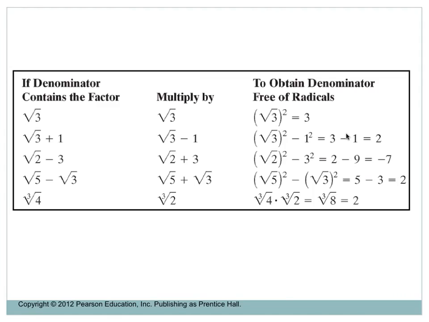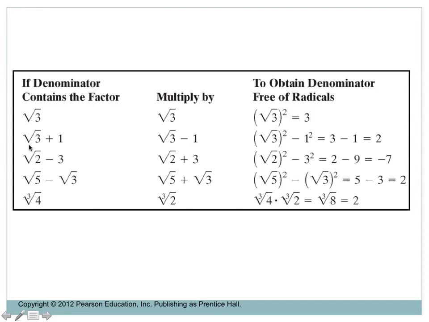Now, if you want to rationalize your denominator, what that really means is you want to get your denominator free of any radicals. You're going to do some kind of fancy multiplication in order to make that happen. So here are some examples that you're going to follow. If a denominator contains the factor square root of 3, then all you have to do is multiply by that exact same thing in order to get rid of it.